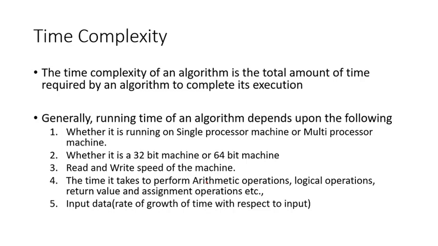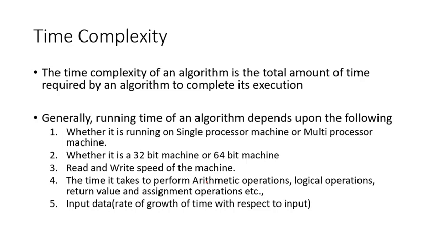Whether it is running on a single processor machine or multiprocessor machine. If we have a single processor machine, it will be a little bit slow. If you have a multiprocessor machine, then your time will be fast. You can complete the task very fast. And based on the machine, whether it is a 32-bit machine or 64-bit machine, like the operating system is 32-bit or 64-bit. Then the read and write speed of the machine, what is the capacity of read and write. The time taken to perform arithmetic operation, logical operation, return value, assignment operator, etc. How much time it's taking, the performance. Based on that performance, we can tell the time.